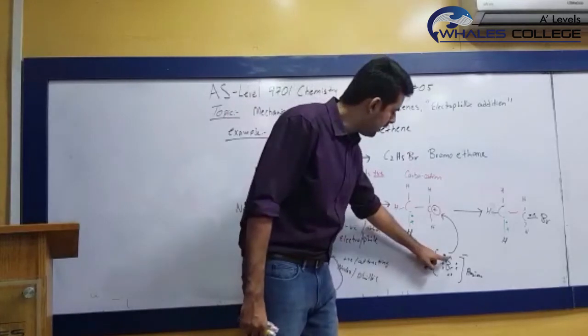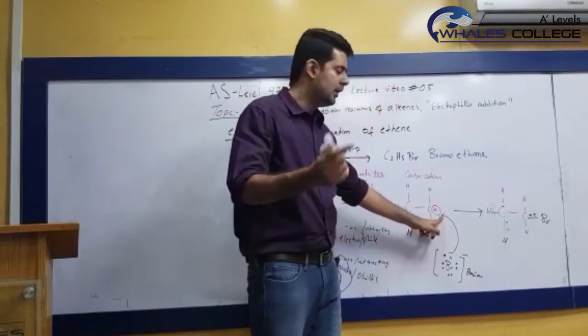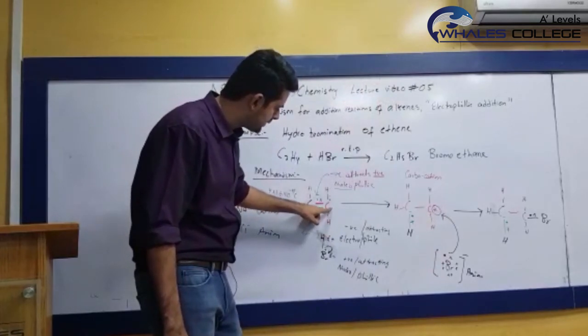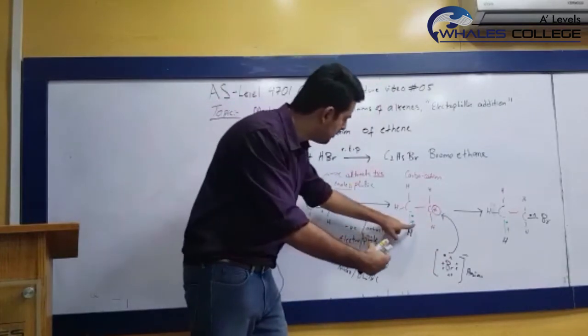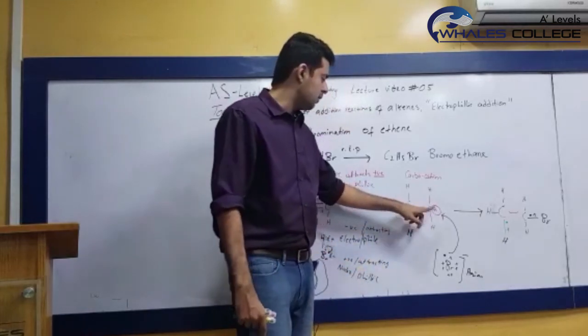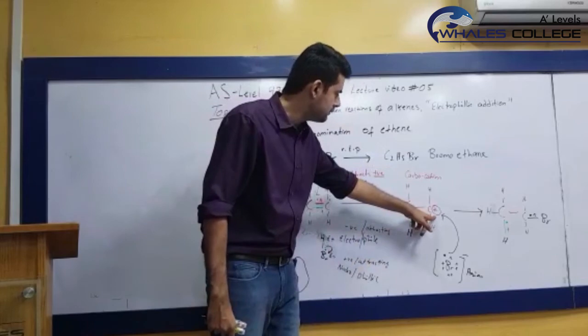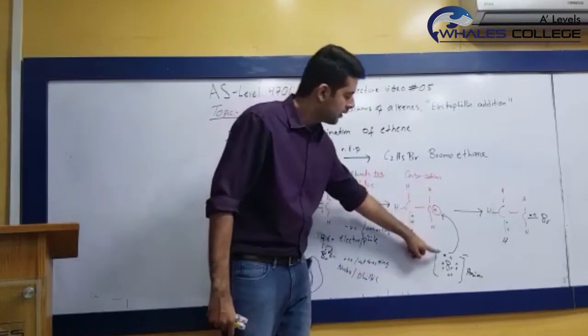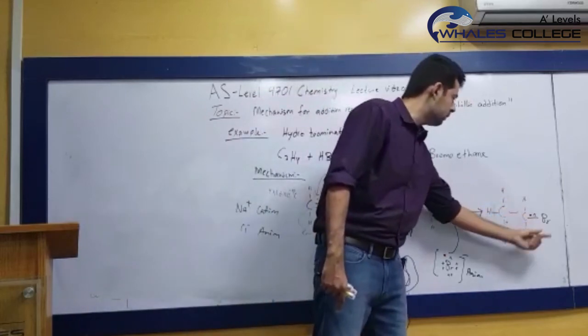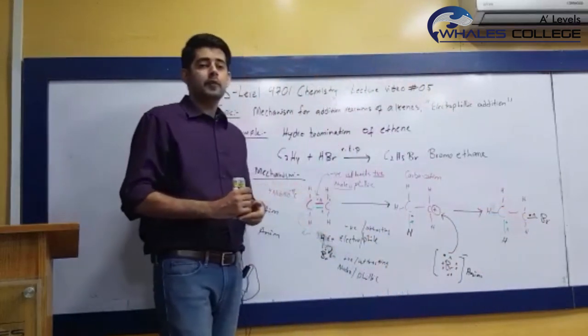Now the bromide attacks on the carbocation. Reminder why this is the carbocation: because this cross belonged to this carbon on the right hand side and has now been shifted over here in making a bond with hydrogen. So because this carbon has lost an electron, it carries a positive charge known as carbocation. The bromide ion attacks on this carbocation and makes a new bond over here. So that completes the electrophilic addition.